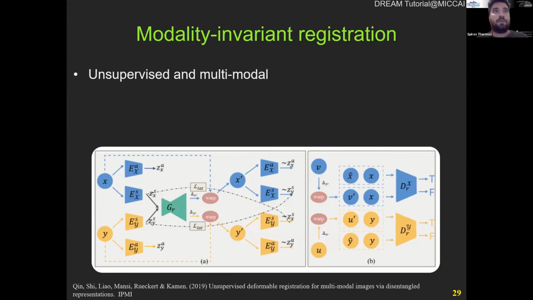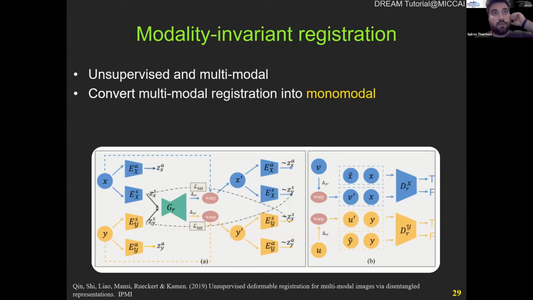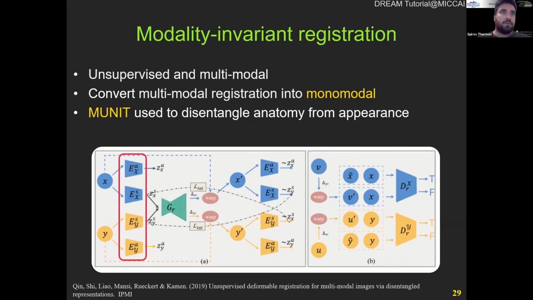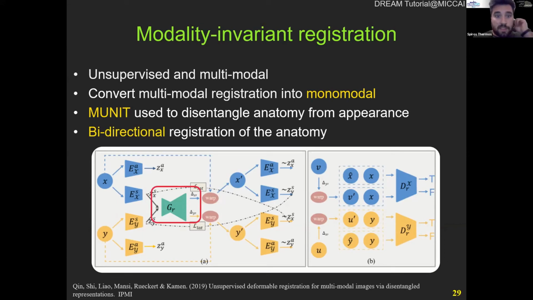Kin et al. propose an unsupervised and modality agnostic method for anatomy registration. They convert a multimodal problem into a monomodal one. As you can see, for its input of a different modality, they use a U-Net like structure to extract the anatomy and the modality representations, and they use a module that employs bidirectional registration, as we compute the disparity for both inputs, and we're not warping one domain to the other.